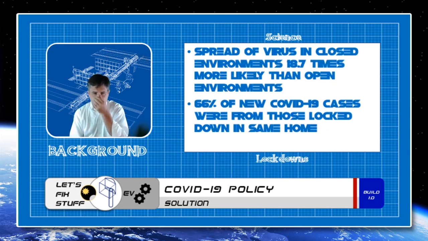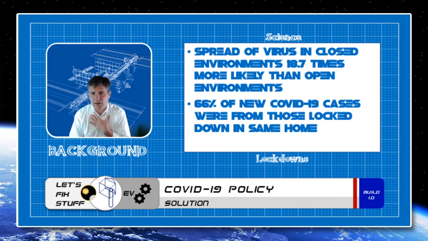All right, so let's look at lockdowns. Are lockdowns a good policy to pursue? Well, a Japanese study that was done highlighted that the spread of the virus in closed environments is 18.7 times more likely than in open environments. And what we did indeed observe in New York hospitals was that 66% of the new COVID-19 cases in those hospitals were from people locked down in the same home.